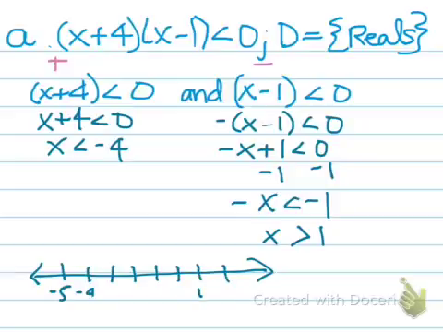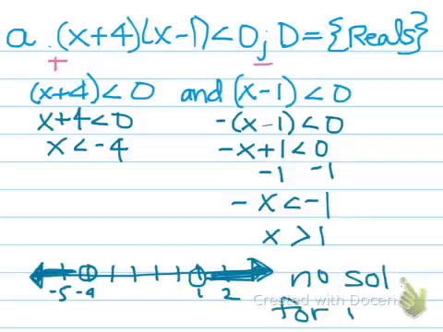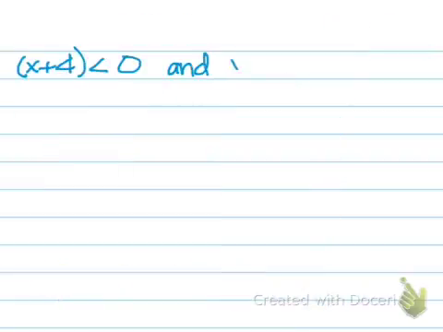When we graph this, we'll get less than negative 4, greater than 1. There's no overlap, so there's no solution. So we'll move on and try negative positive. Okay, so same problems, but this time we're going to change it. We're going to do negative positive.